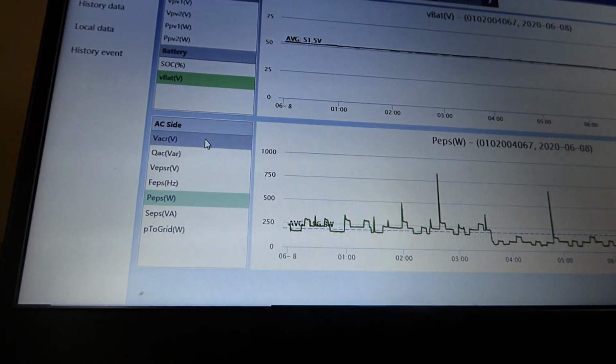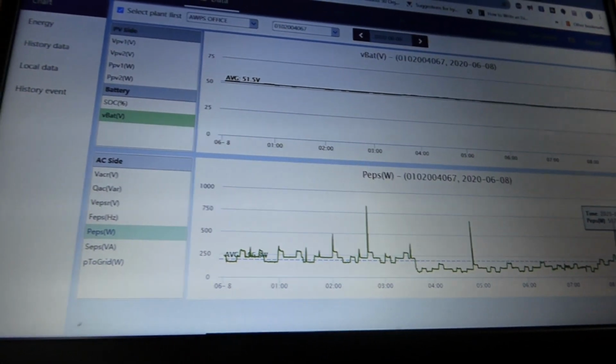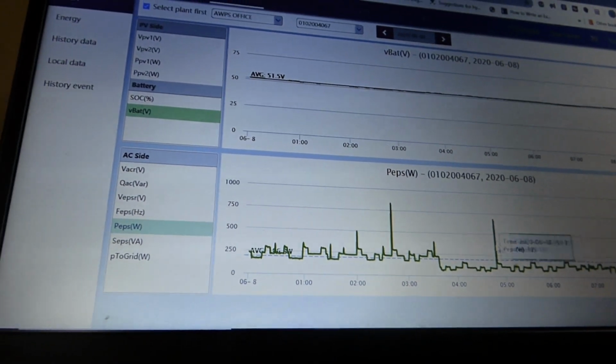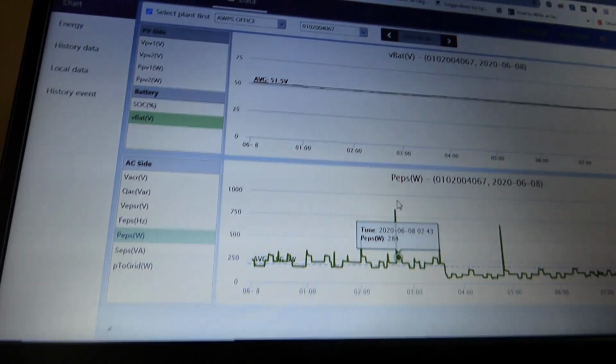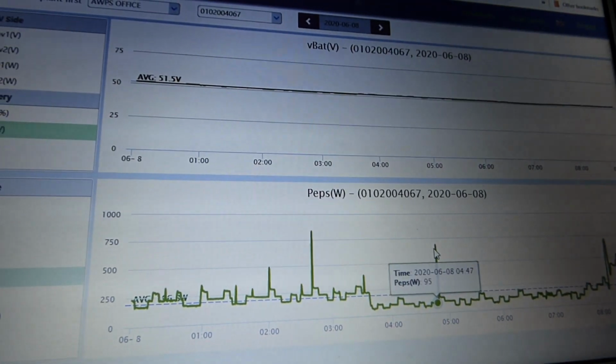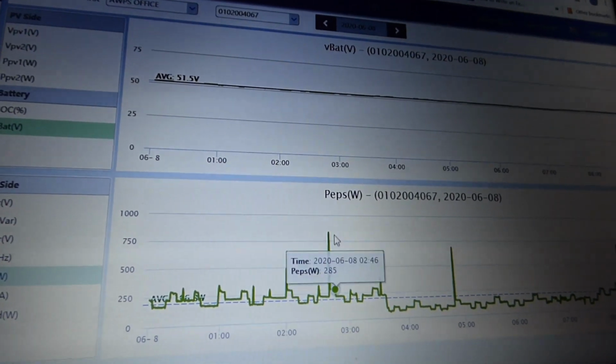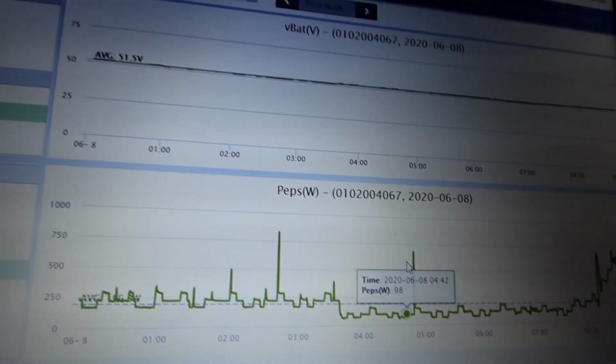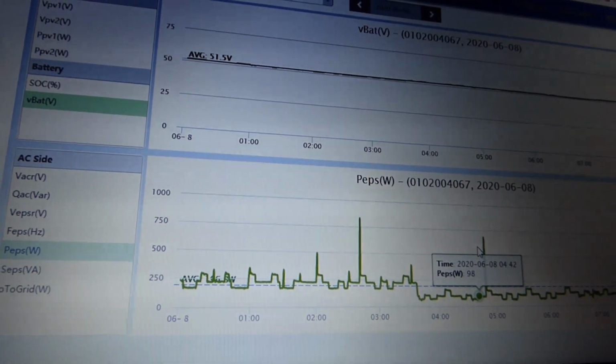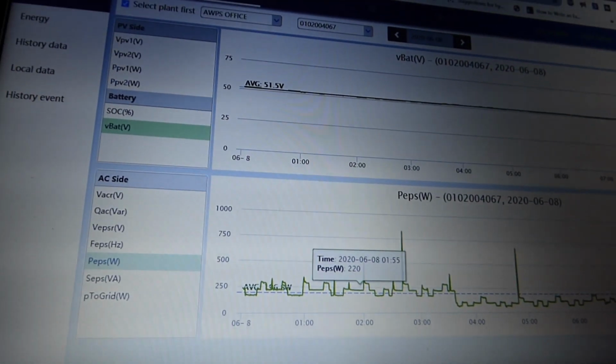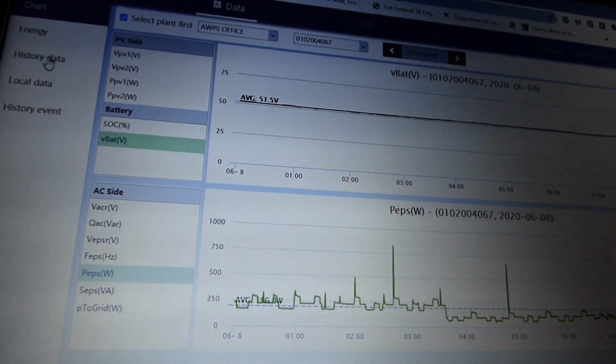On the AC side, I'm not going to get into this, it's pretty self-explanatory. It shows you what my consumption is. And these spikes that you see here are from surges when the refrigerators or freezer kicks in. So that's what that is. History.